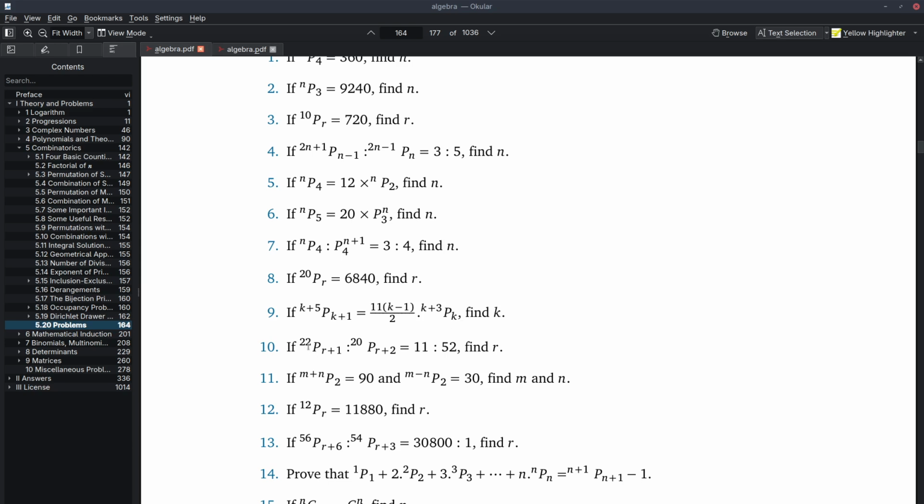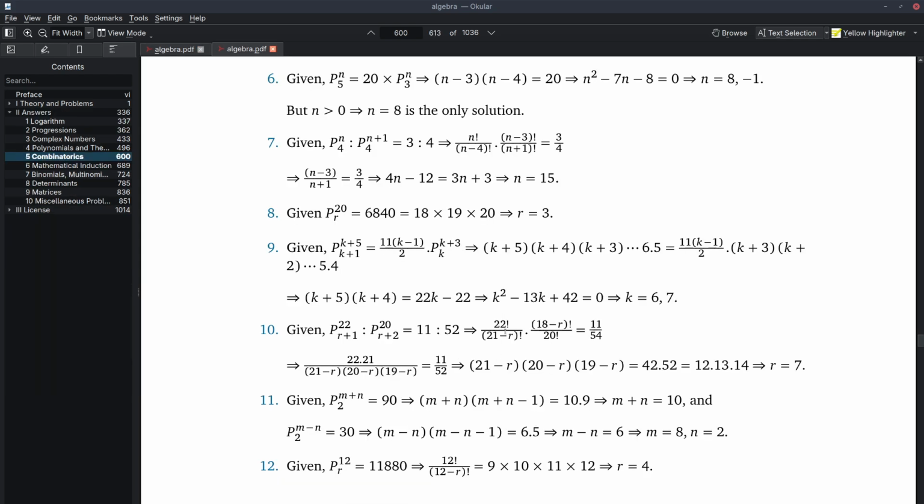Question 10 says that if 22pr plus 1 is to 20pr plus 2 is equal to 11 is to 52, find r. So expand it, we get 22 factorial by 21 minus r factorial into 18 minus r factorial by 20 factorial is equal to 11 by 52. We further expand, we get 21 minus r into 20 minus r into 19 minus r is equal to 42 into 52, which is equal to 12 into 13 into 14, which implies that r is equal to 7.